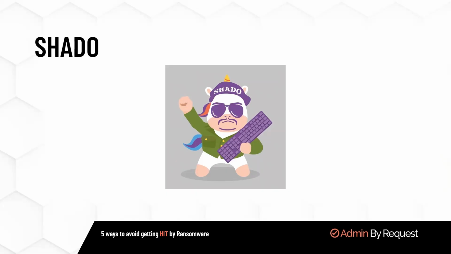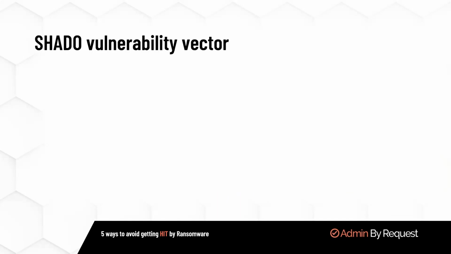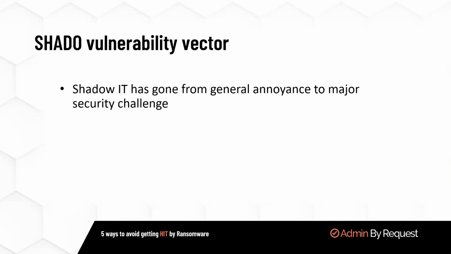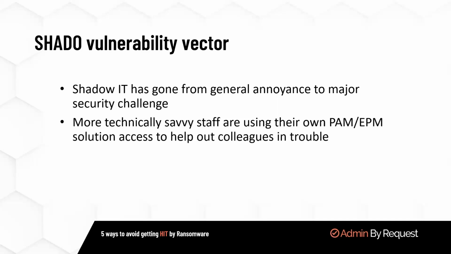And last but not least, it's Shadow, a mean-looking unicorn. You would not want to mess with this guy. So what is Shadow? Well, we're talking really about Shadow IT. This was something that was a bit annoying a few years back, but it's becoming more and more of a problem, partially because of all the things that we've talked about on this webinar so far.